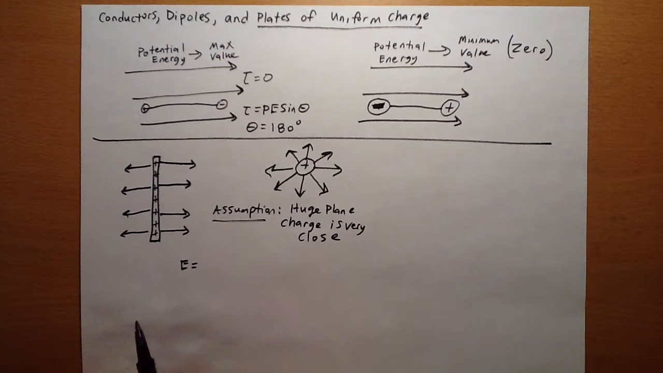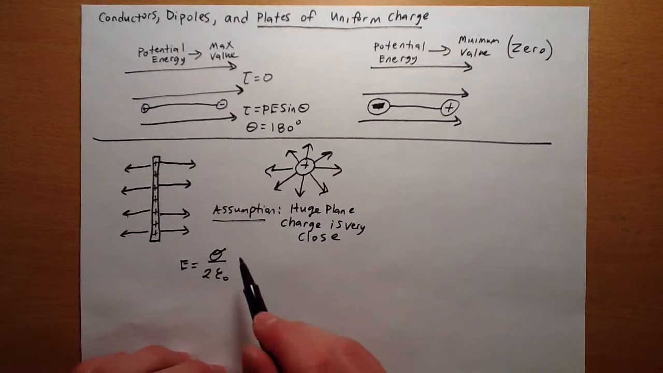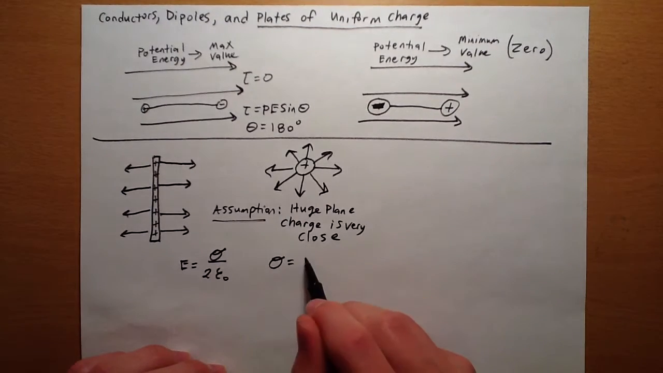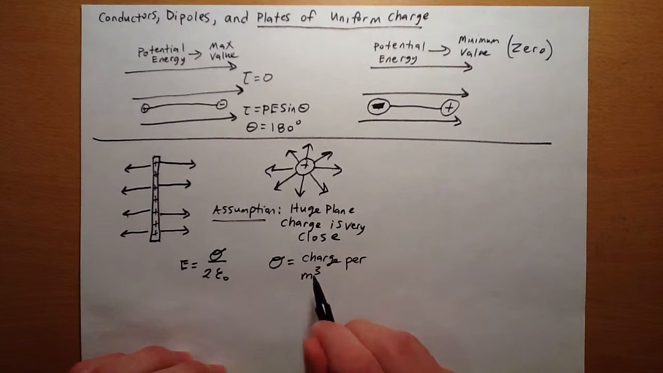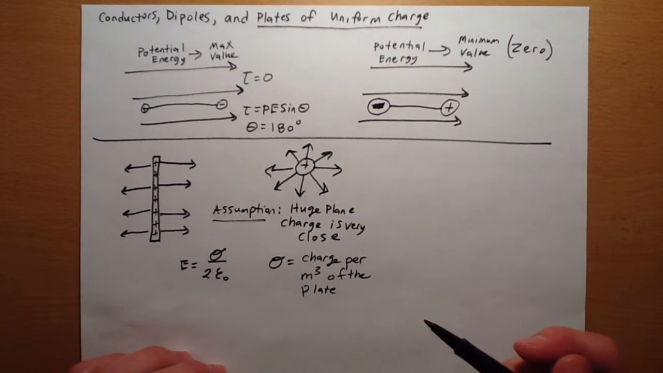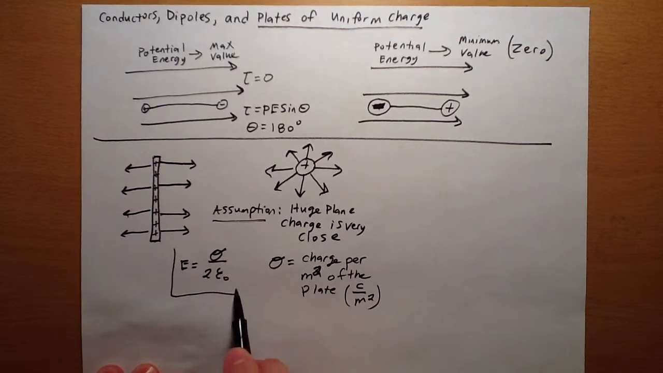E, the electric field, equals omega over 2 sigma naught. Now this looks like Greek, and it is. So omega is the charge per meter cubed of the plate. And we know that charge per meter cubed of the plate is going to be coulombs per meter squared. Let me take that back. Meters squared. Okay, so we have this formula right here.